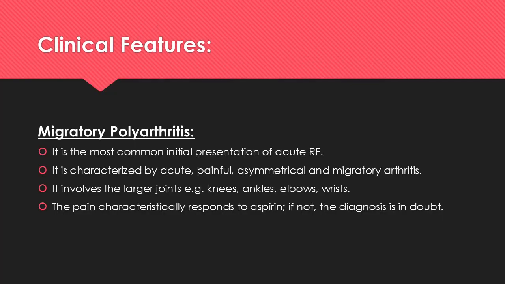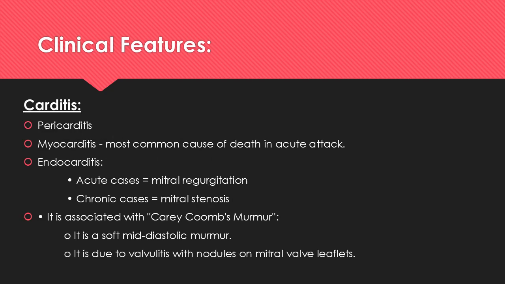Migratory polyarthritis is the most common initial presentation of acute rheumatic fever, and it is characterized by acute, painful and asymmetrical inflammation of joints. It is migratory in nature, that is, once it is present in one joint, it will then migrate to the other joint, then to the third joint. It involves the larger joints, for example knees, ankles, elbows and wrist. The pain characteristically responds to aspirin, and if it does not, then the diagnosis is in doubt.